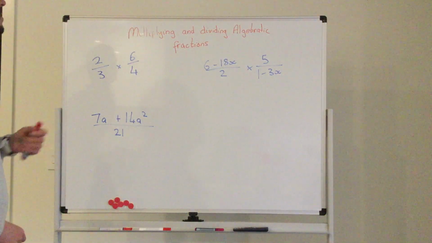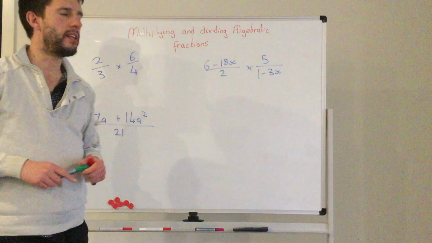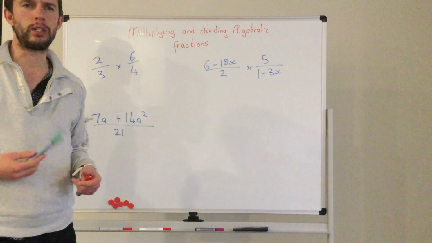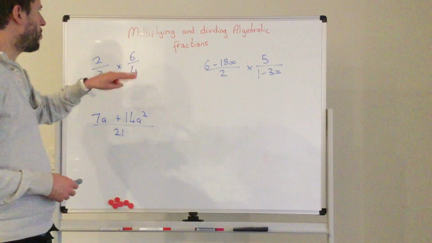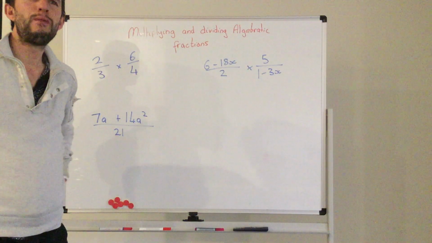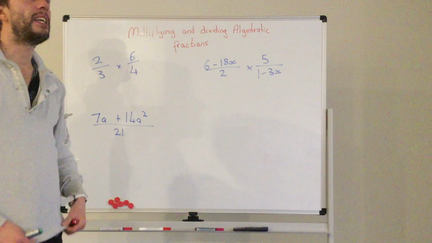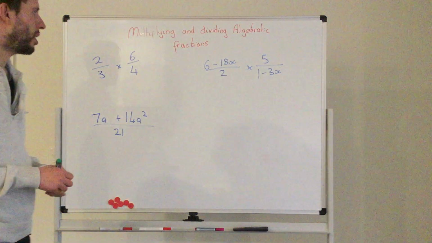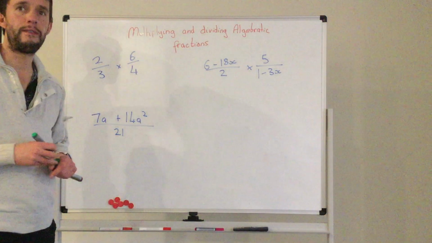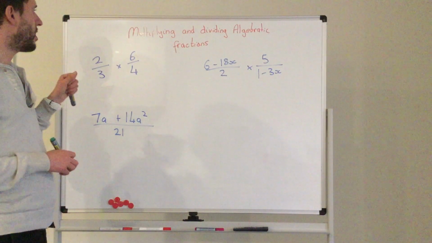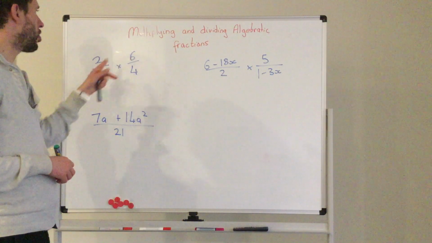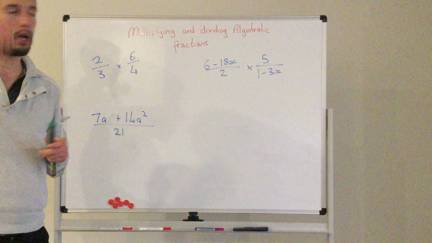So we are going to be looking at multiplying and dividing algebraic fractions. So I've got just a normal fraction here. It doesn't matter if we've got variables or not, it's exactly the same procedure. It's trying to simplify first, and then we times the top and we times the bottom.